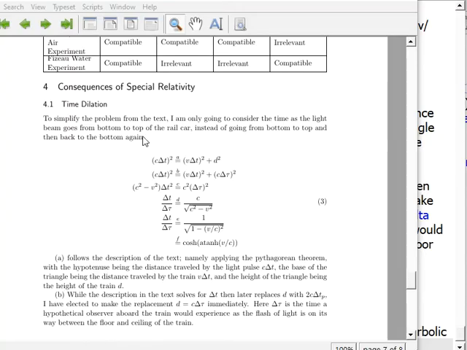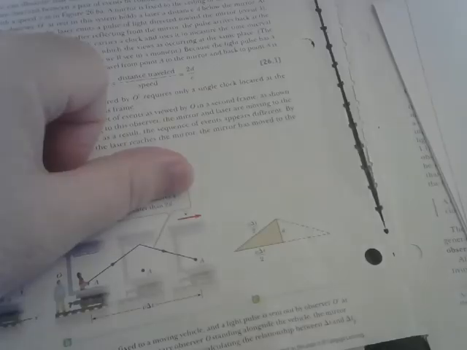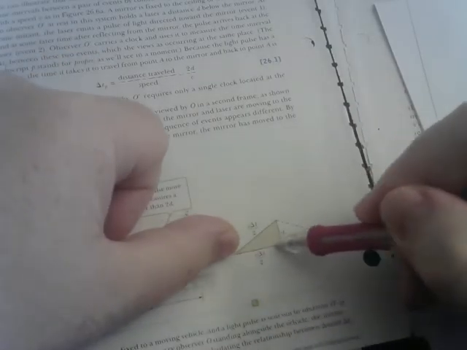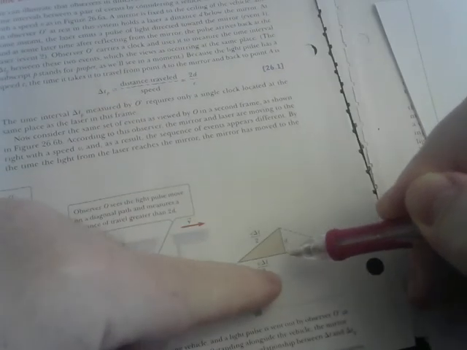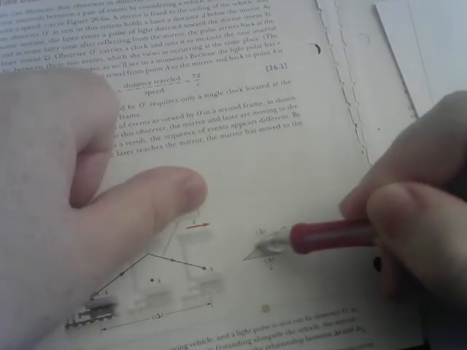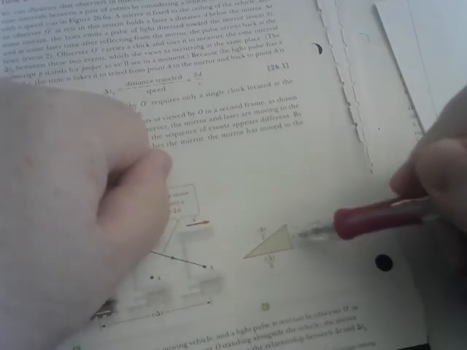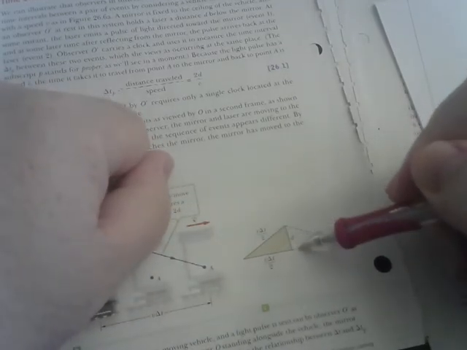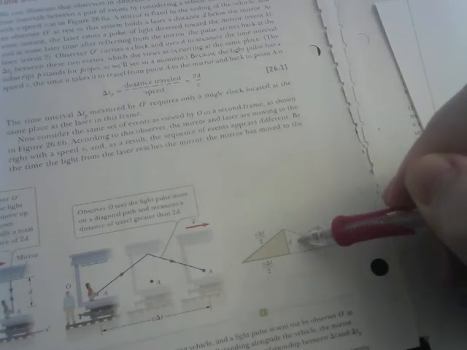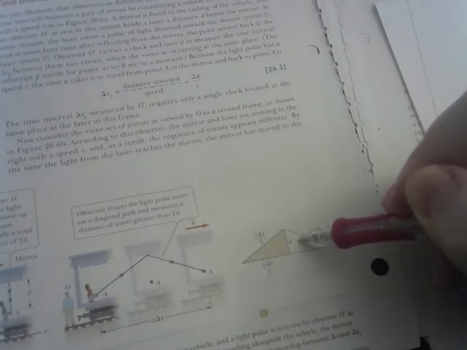Okay, to simplify this problem from the text, I'm only going to consider the time as the light beam goes from the bottom to the top of the railcar, instead of going from bottom to top and then bottom again. In other words, I'm just going to look at this part of the triangle, and I'm going to call that v delta t rather than v delta t over 2. I'm going to look at this part of the triangle, call that c delta t instead of c delta t over 2. And I'm still going to call this d. So d, I'm also going to not put a 2 in over here.